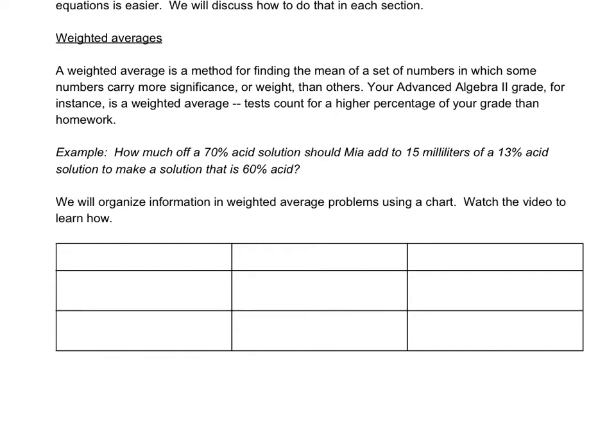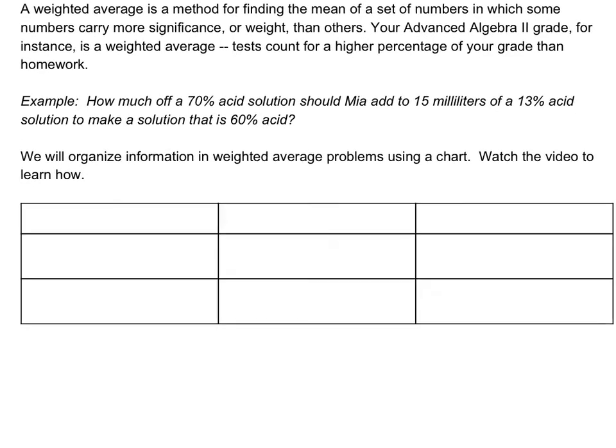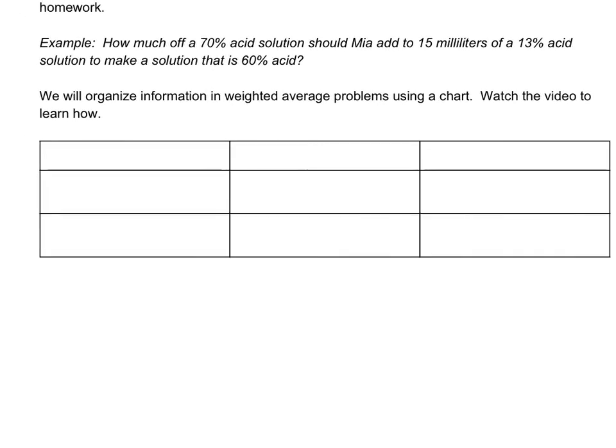So I've got a problem here. It says, how much of a 70% acid solution should Mia add to 15 milliliters of a 13% acid solution to make a solution that is 60% acid? So what we've got here are three different things. We've got a 70% acid, a 13% acid, and a 60% acid. Those are three different types of acids.